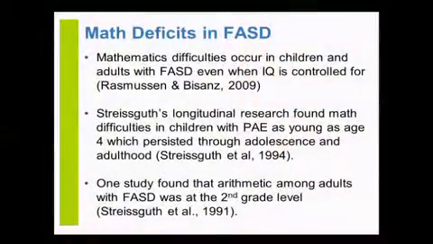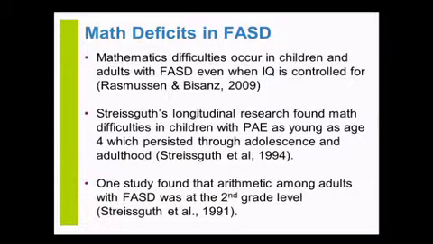Again, relative to their IQ, children with FASD tend to do worse in math than predicted based on their IQ. So even once we take into account and control for their general overall intelligence, they still do poorly in math. So it's not just that they're doing poorly in math because they have a low IQ. They do poorly in math even above and beyond what their intelligence level is.